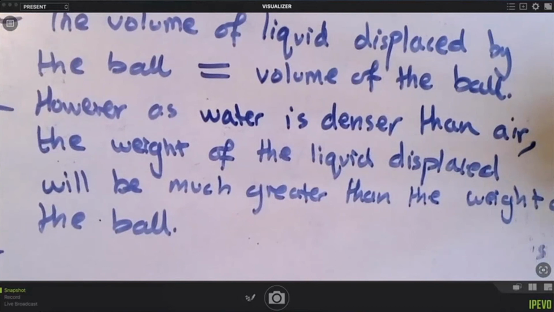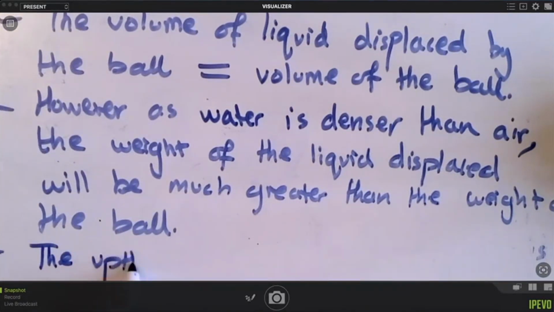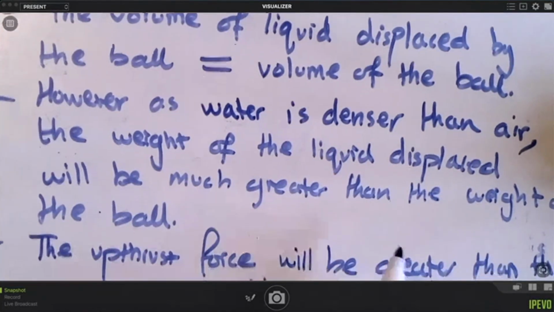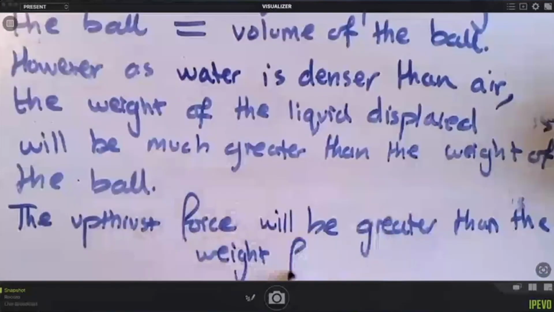So we can say the upthrust force will be greater than the weight force of the ball.